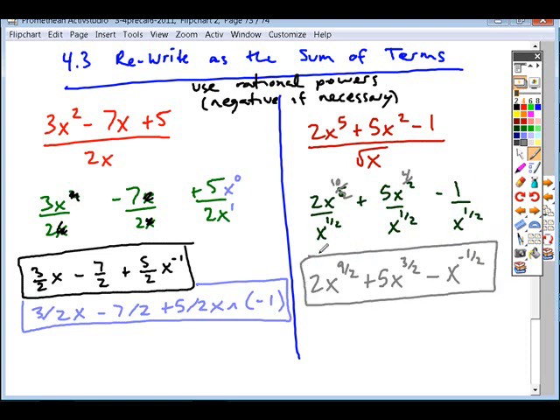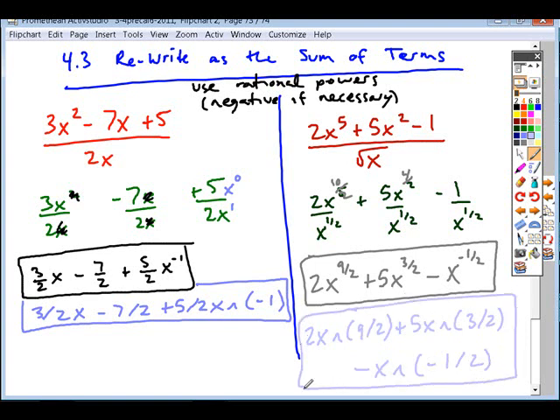If you were writing it out, the way that you would enter this online would look like the following: 2x to the power of 9 halves plus 5x to the power of 3 halves, and I'll continue it down here, minus x to the power of negative 1 half. So again, anywhere there is a rational or negative power, please include it in the parentheses when you illustrate that. All right, questions about this?